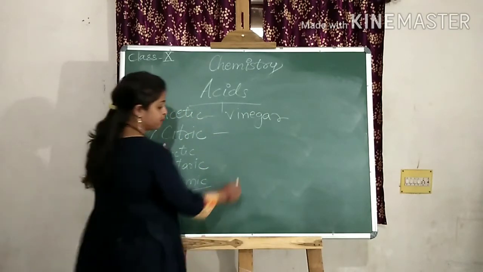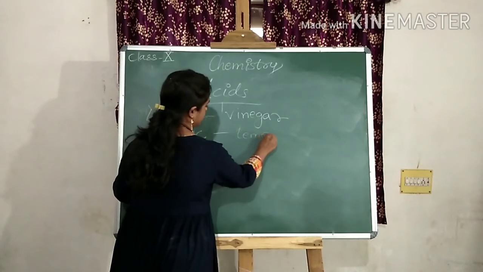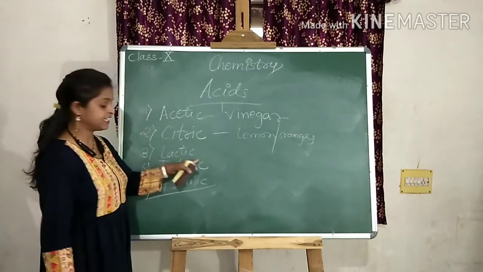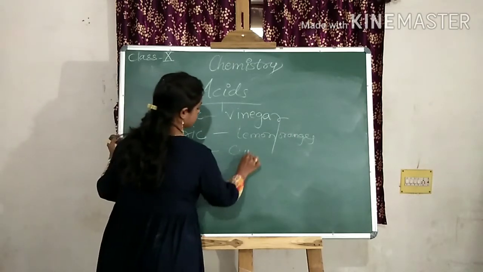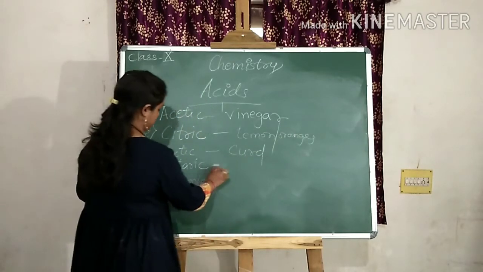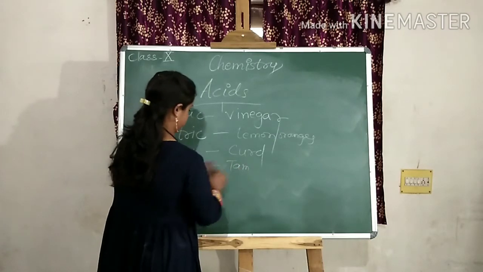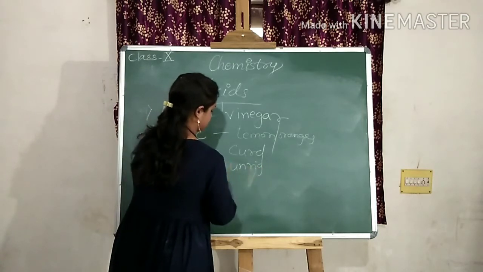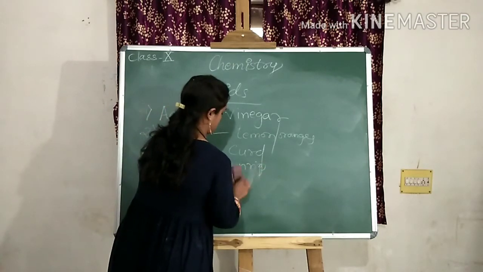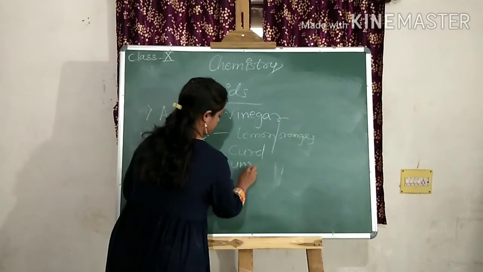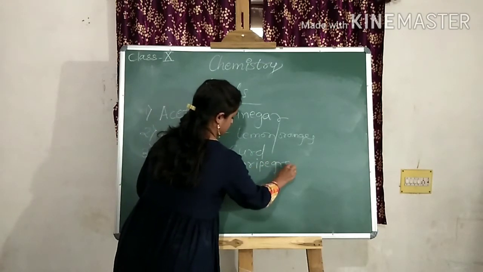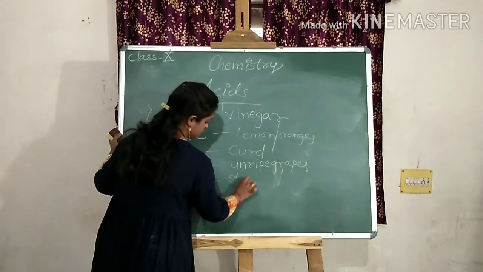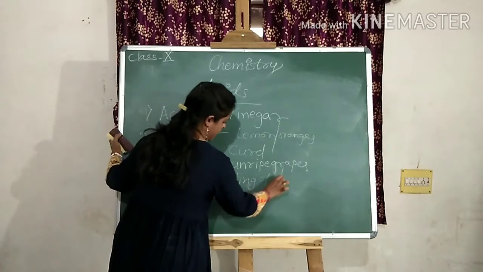Citric acid is present in lemon and oranges and so on. Then lactic acid in curd, tartaric acid in tamarind, sorry, it is in unripe grapes, and so on. And formic acid is present in the sting of an ant.